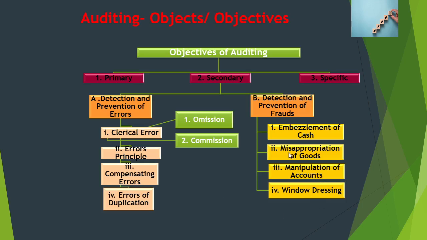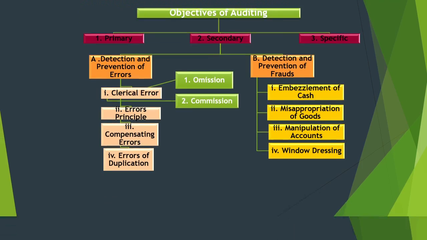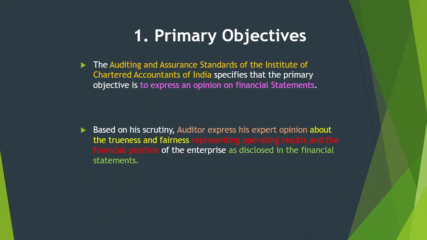Apart from these two objectives, we have one more objective, that is specific objectives for auditing. Let's see them one by one. The first one, primary objective. As the name indicates, it represents the most important one. It is the fundamental objective of our auditing.